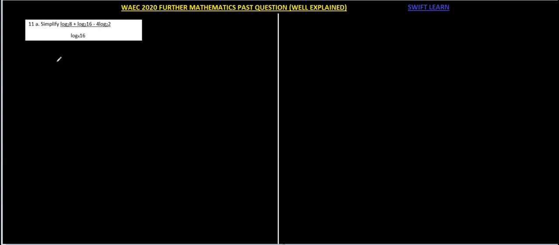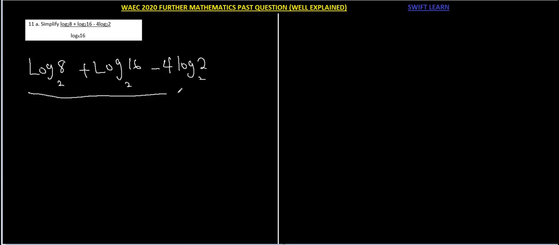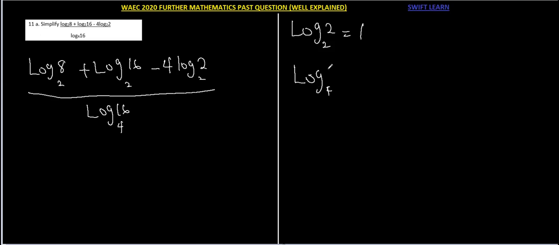Alright, question 11. We have to simplify log 8 base 2 plus log 16 base 2 minus 4 log 2 base 2, divided by log 16 base 4. Now the first thing about logarithm is that once the log and the base are the same, it is always equals to 1. Like if I have 2 and 2, it will give me 1, and that's our main target. If I have log, let's say 4 and 4, it will give me 1. Why? Because 4 is same as 4 to the power 1. So when this one crosses over, you have 1. So it always gives you 1.